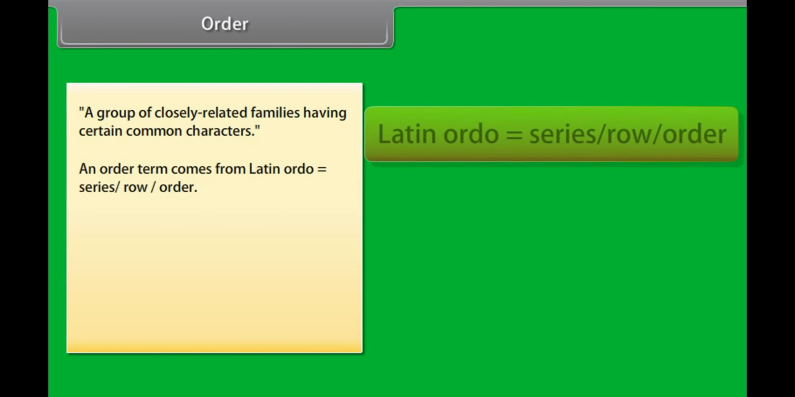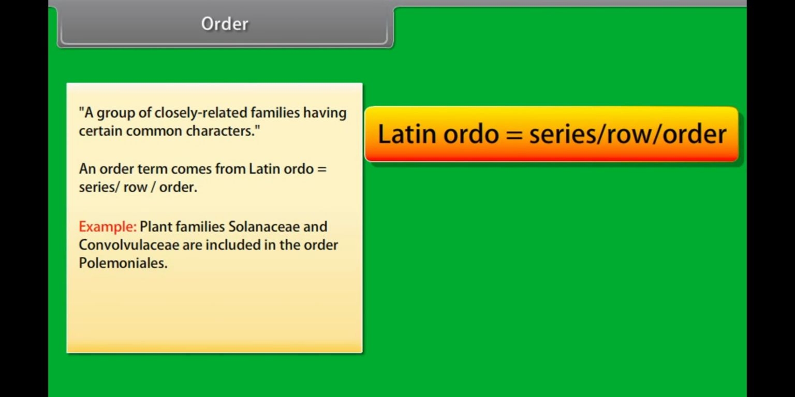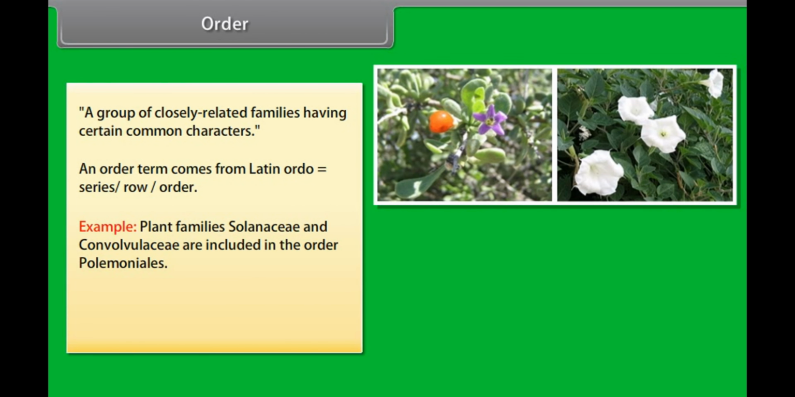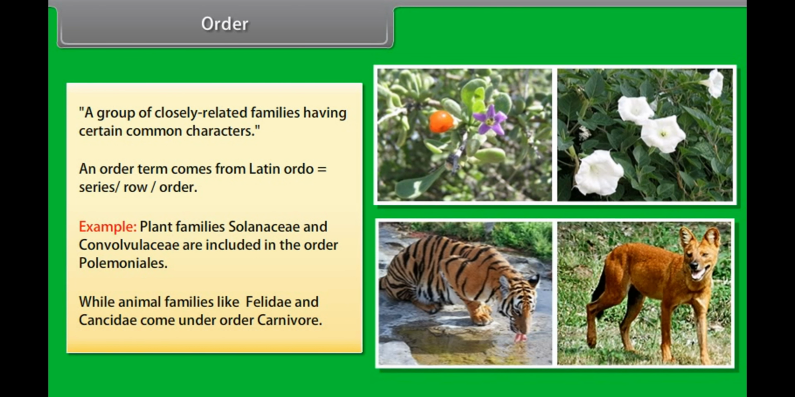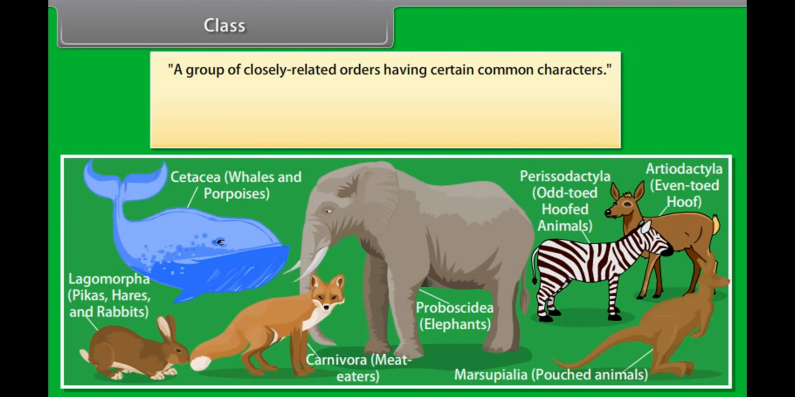Order. A group of closely related families having certain common characters. The term order comes from Latin ordo, series, row, order. Example: plant families Solanaceae and Convolvulaceae are included in the order Polemoniales, while animal families like Felidae and Canidae come under order Carnivora. Class. A group of closely related orders having certain common characters.